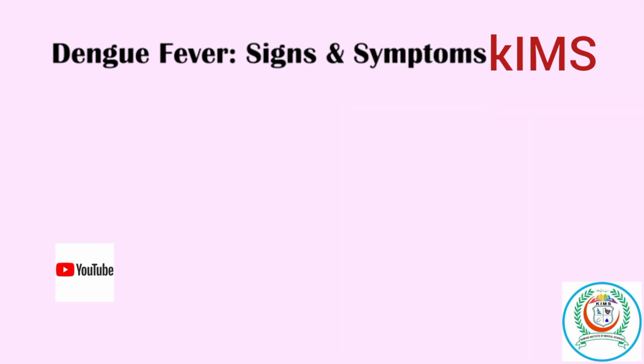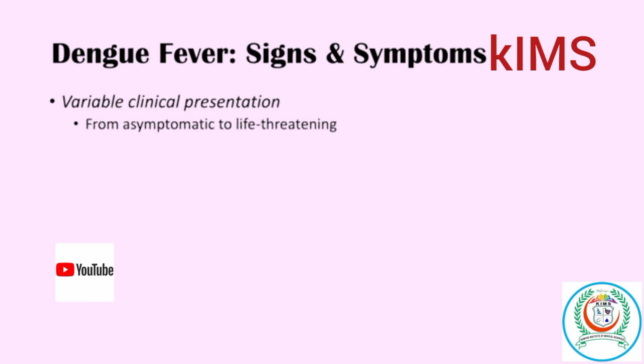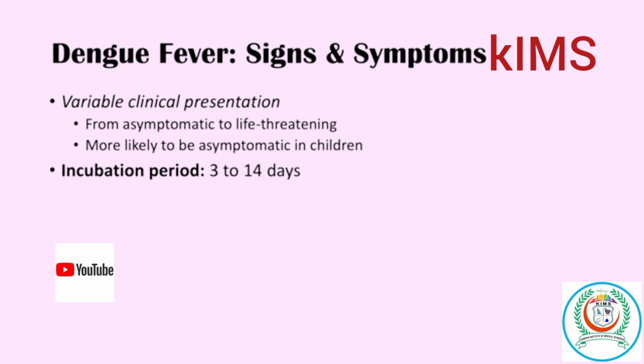So what are some of the signs and symptoms of dengue fever? So dengue fever actually leads to a variable clinical presentation. It can be anywhere from asymptomatic to life-threatening. What we find is that dengue fever is more likely to be asymptomatic in children. Now, when we do become infected with the virus, the incubation period for that virus is on average anywhere from 3 to 14 days.